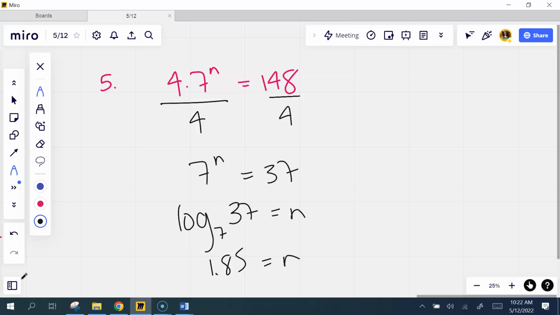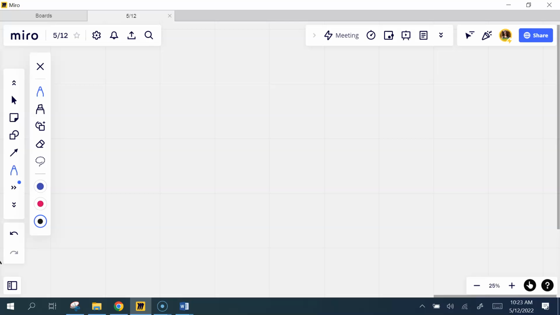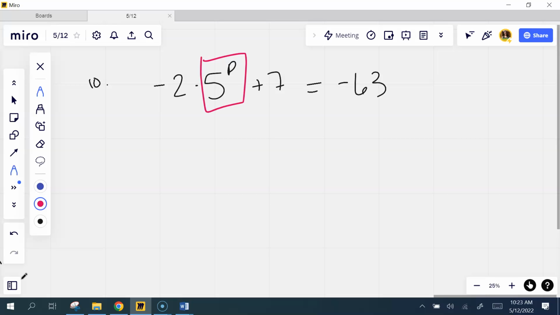I'm not going to bore y'all with examples if you're understanding. I want to do a couple more that are a little more complicated. As far as getting the hardest thing is getting the exponential piece by itself. So let's look at number 10. Negative 2 times 5 to the p plus 7 equals negative 63. Remember, I'm trying to get the base with the exponent completely isolated. So move everything away from it.